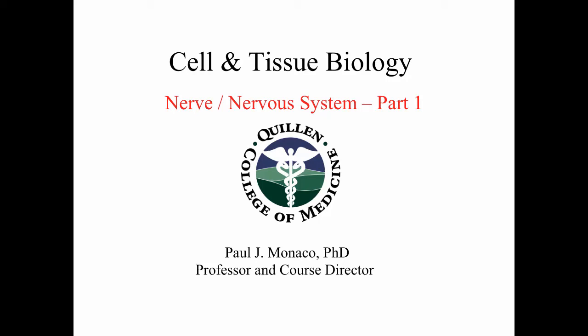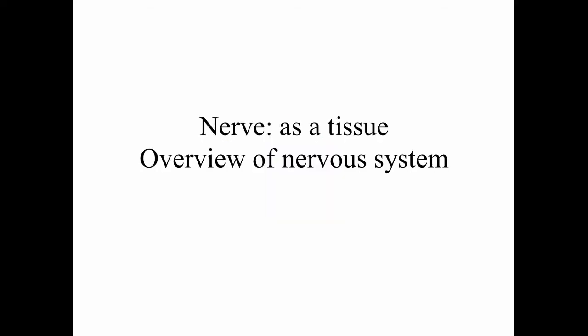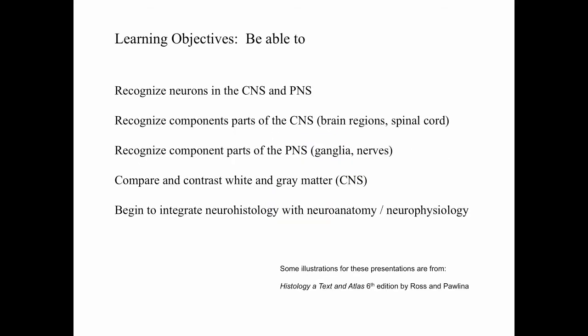The next several podcasts will deal with nerve as a tissue and give you a brief overview of the nervous system. Your learning objectives would like you to be able to recognize neurons in the central nervous system and in the peripheral nervous system. Would like you to be able to recognize the major components of the central nervous system. So that would be different regions in the brain and spinal cord.